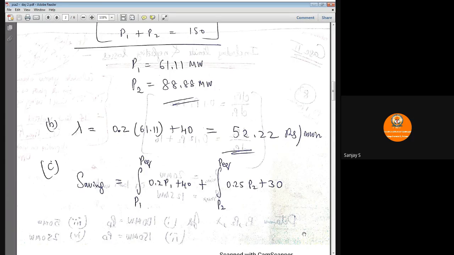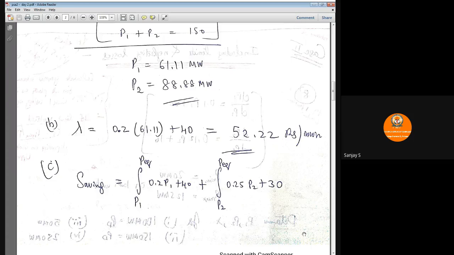You are having two plants. Then how do you share the load equally among them? See, there are two generating plants. Demand is 150. How do you share them equally? 1:1 ratio. 75. 150 divided by 2.